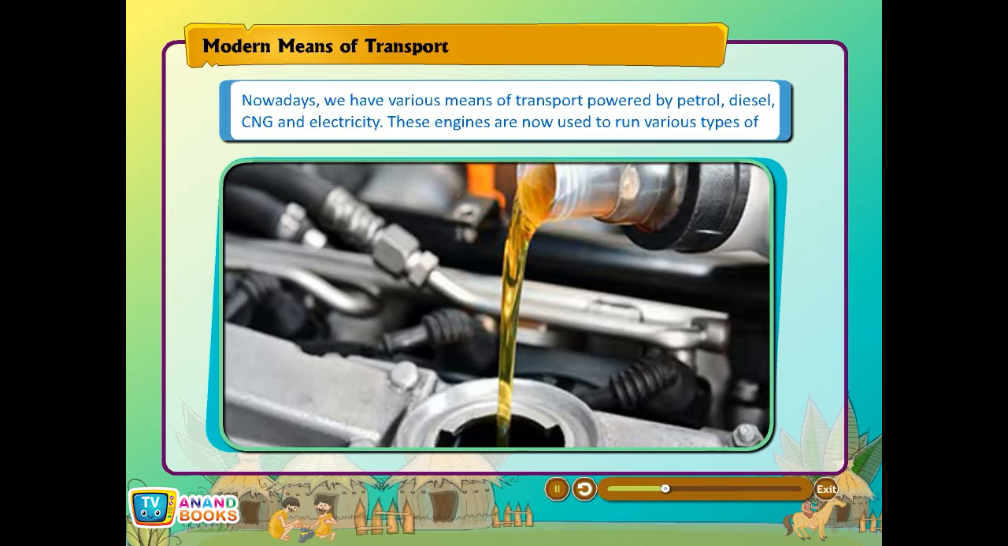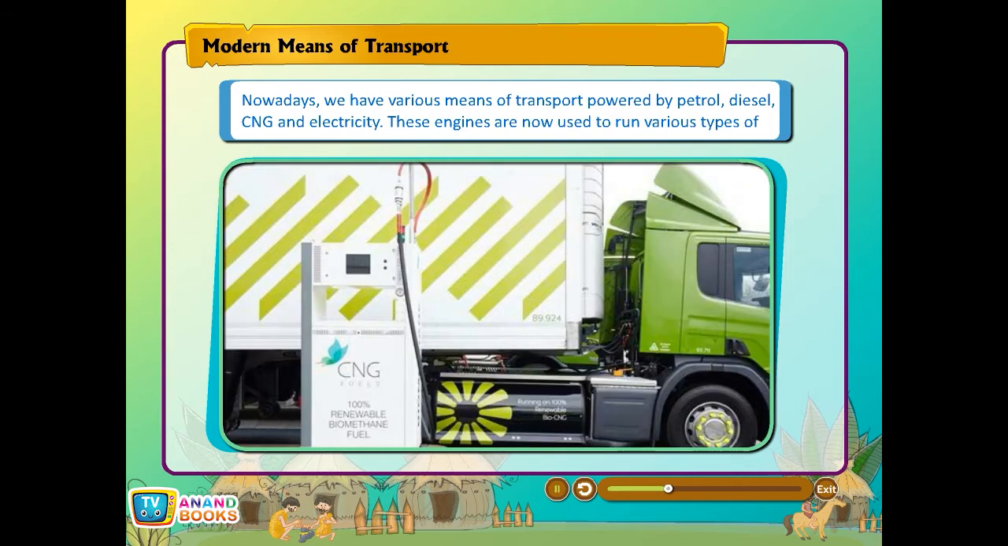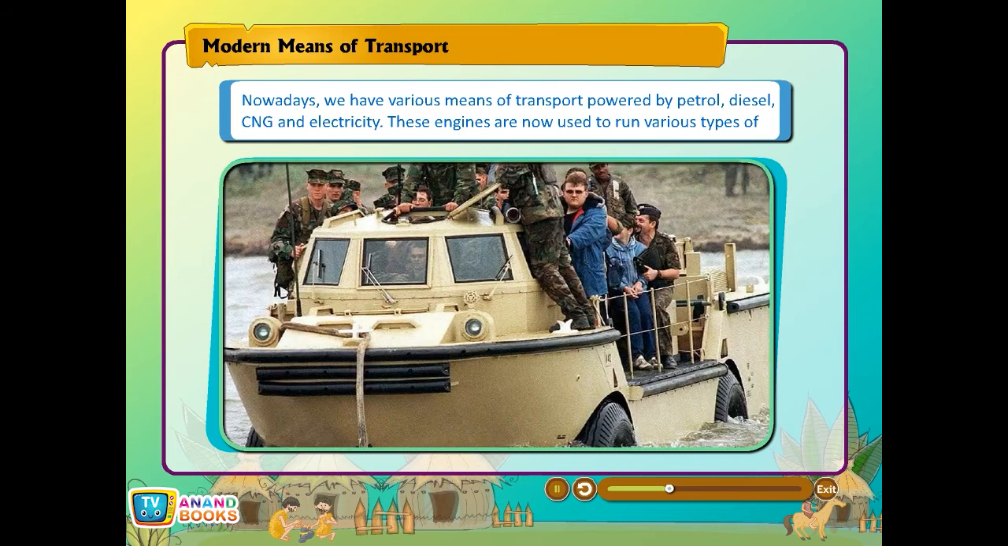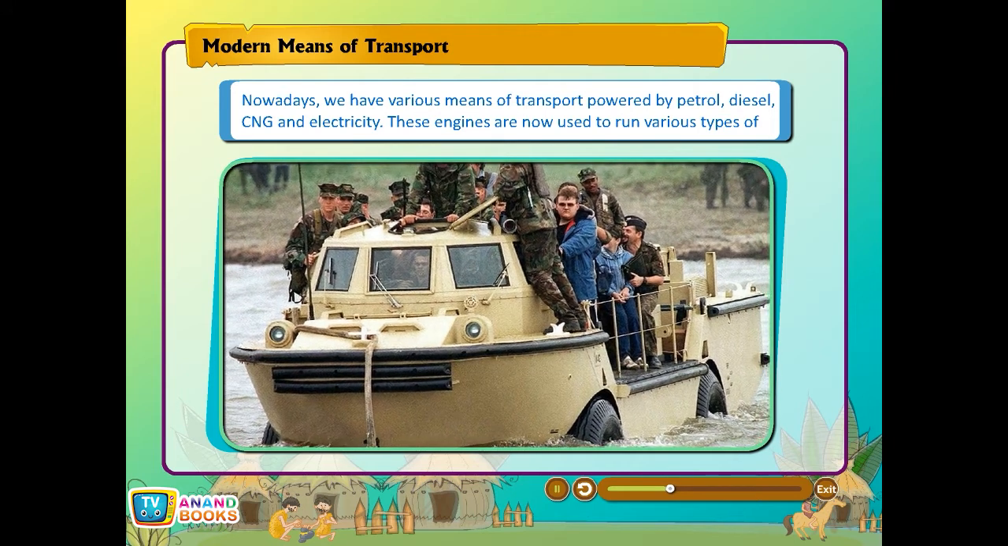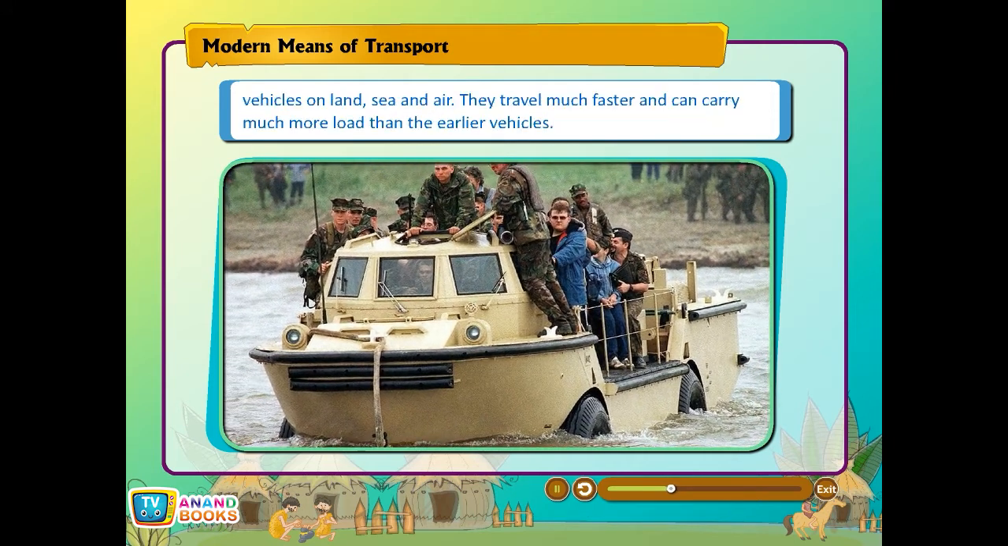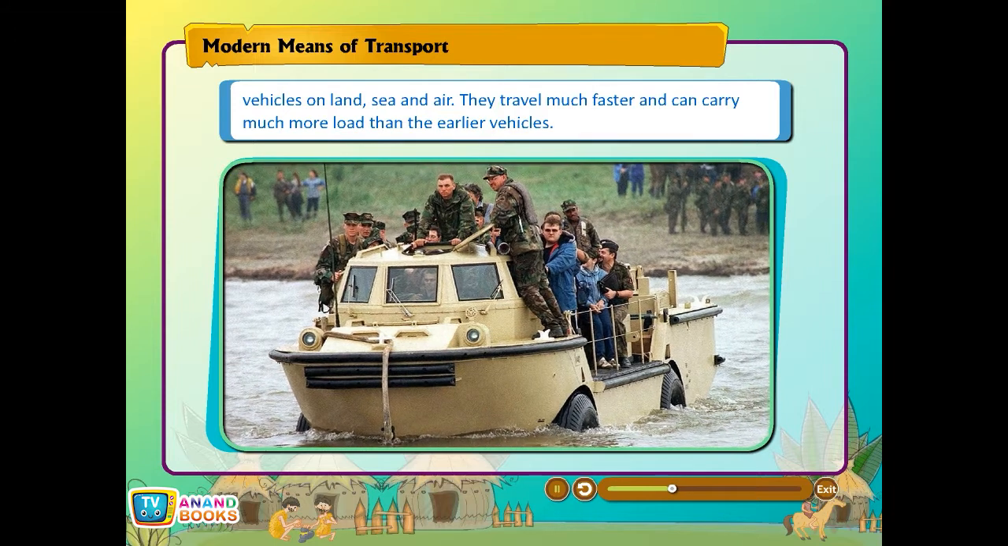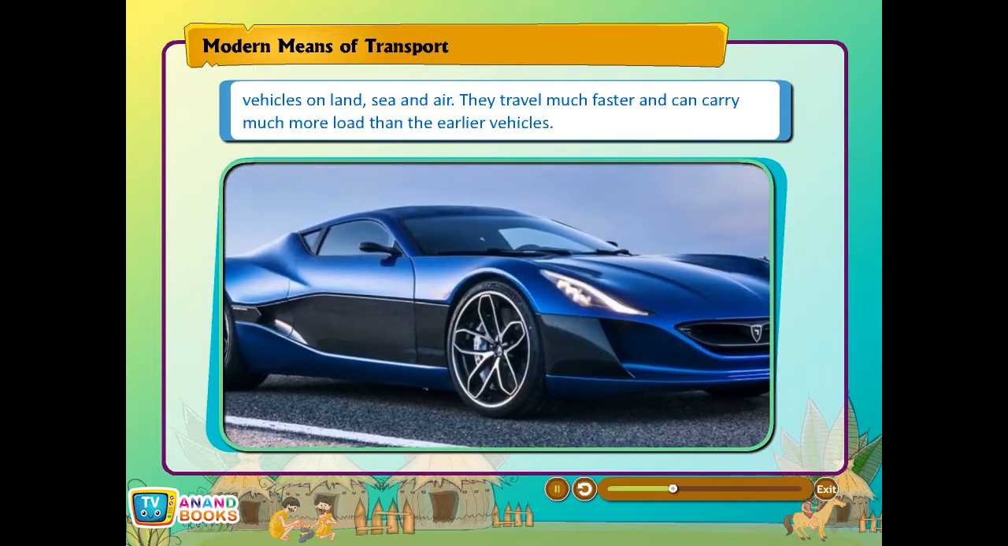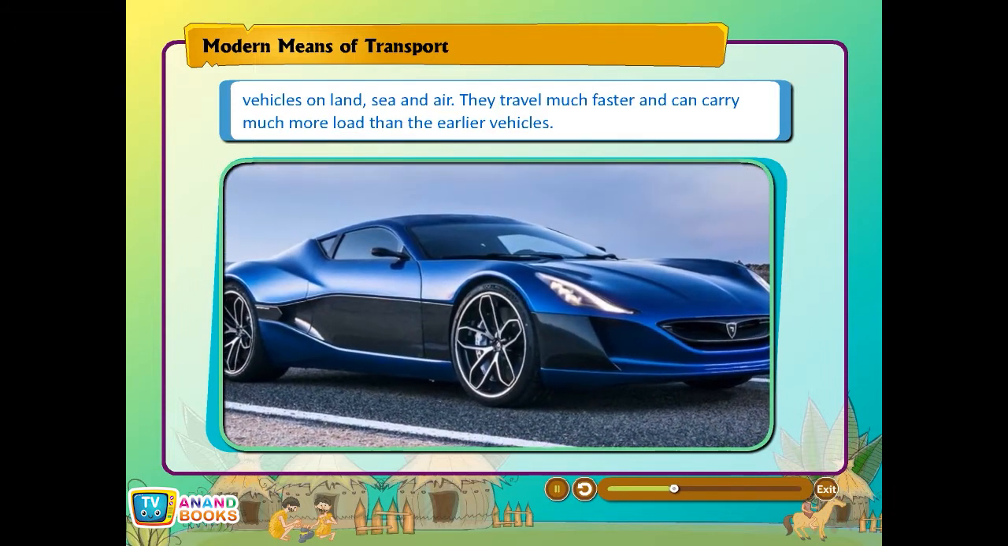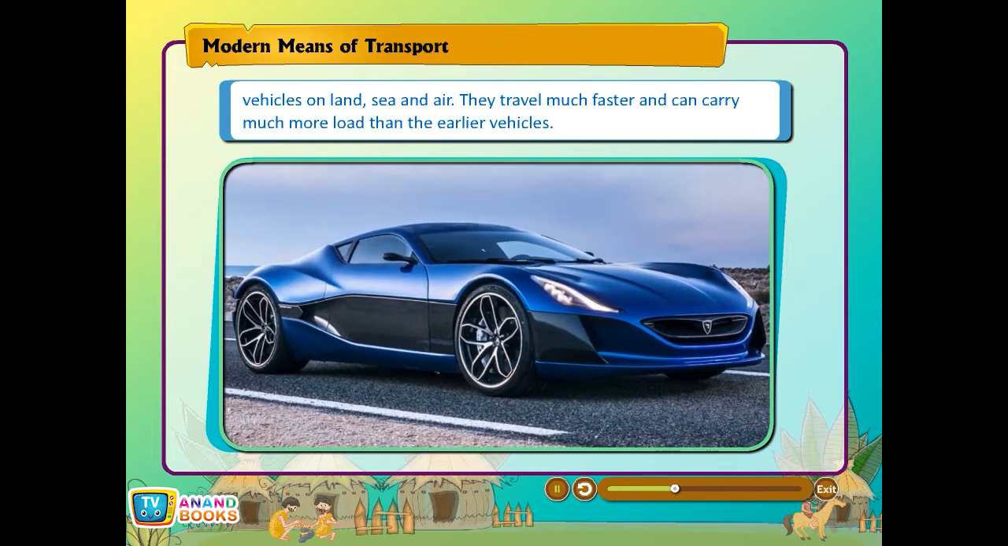Modern means of transport. Nowadays, we have various means of transport powered by petrol, diesel, CNG and electricity. These engines are now used to run various types of vehicles on land, sea and air. They travel much faster and can carry much more load than the earlier vehicles.